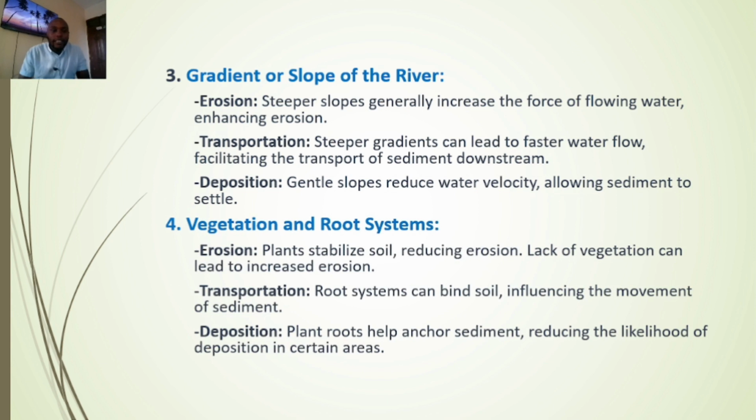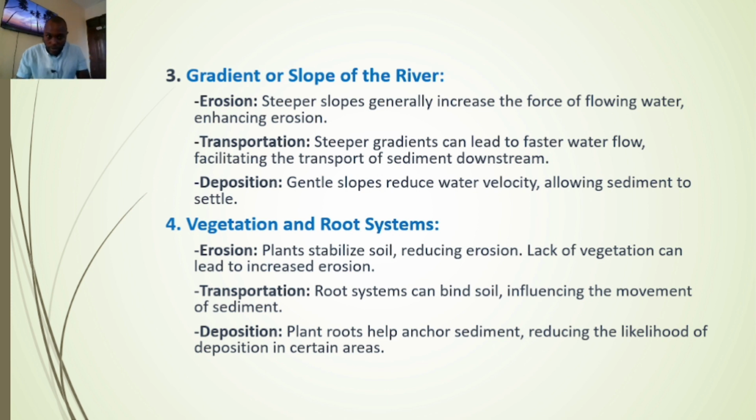Then we have the fourth one, vegetation and root system. How is it going to affect erosion? Plants stabilize soil, reducing erosion. Actually, when we have vegetation, erosion is not going to take place that much. Why? Because those plants will stabilize the soil, so erosion will be hard to take place. So lack of vegetation can lead to increased erosion. That's how vegetation and root systems influence erosion.